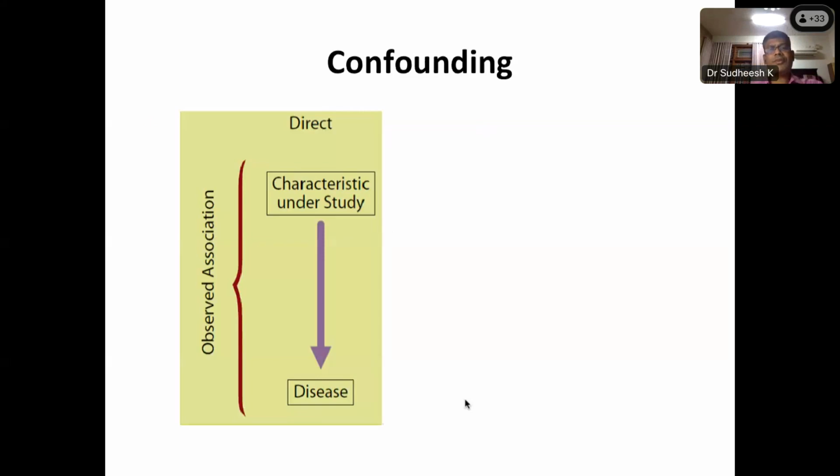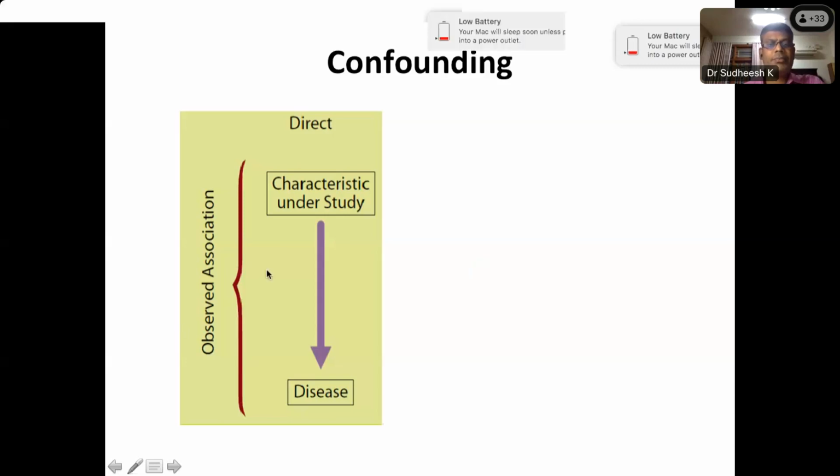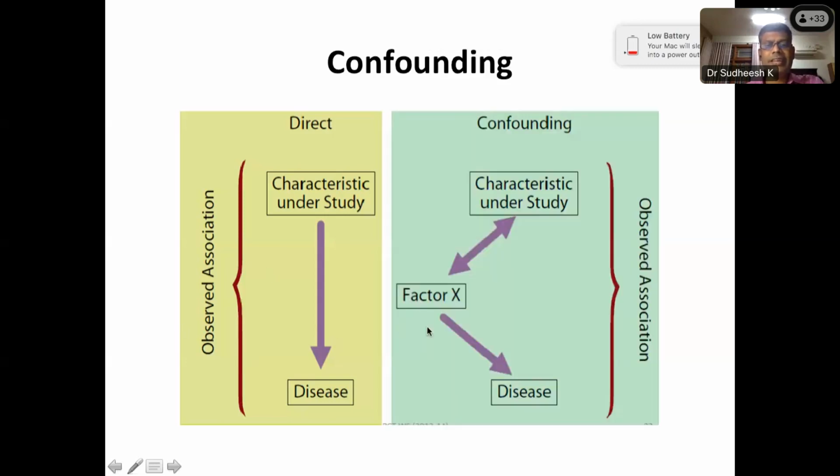Confounding factor is one more thing we have to keep in mind. For example, we always think that there is a direct association between a characteristic of a study and the disease. But there is one more factor, X, which can influence both the characteristic as well as the outcome. And this is known as the confounding factor.